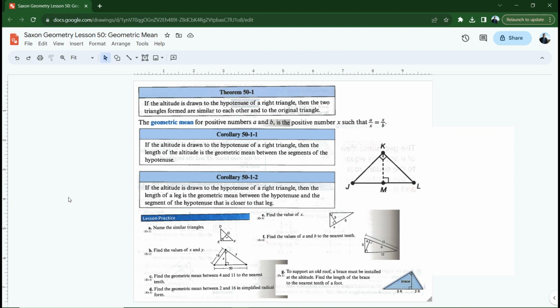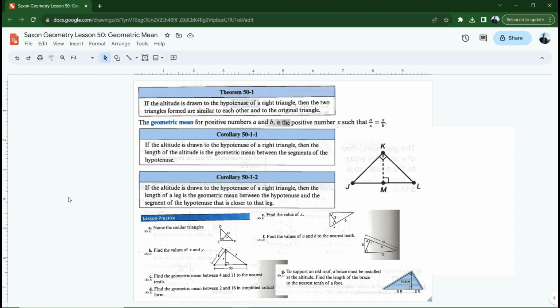Hey, geometry students, get ready for a lesson that is both easy and not so easy at the same time. There's kind of a lot to this lesson because we're talking about a new concept called the geometric mean. And the geometric mean itself probably isn't all that hard to understand. What makes it a little hard to understand is that we're going to be looking at triangles within triangles.